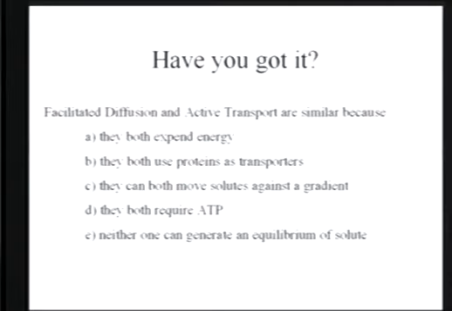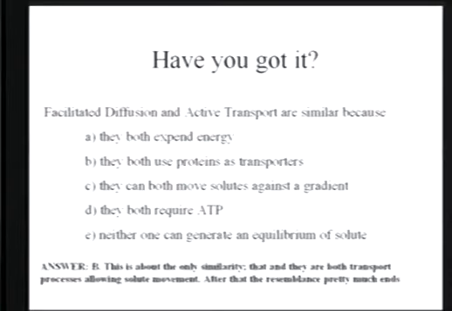The answer here is B. That's about the only similarity between facilitated diffusion and active transport. They're both using proteins to do the transporting. Facilitated diffusion isn't really using energy because all it's doing is allowing a gradient to equalize. Okay? Active transport can fight a gradient, and therefore it has to use ATP to do so.